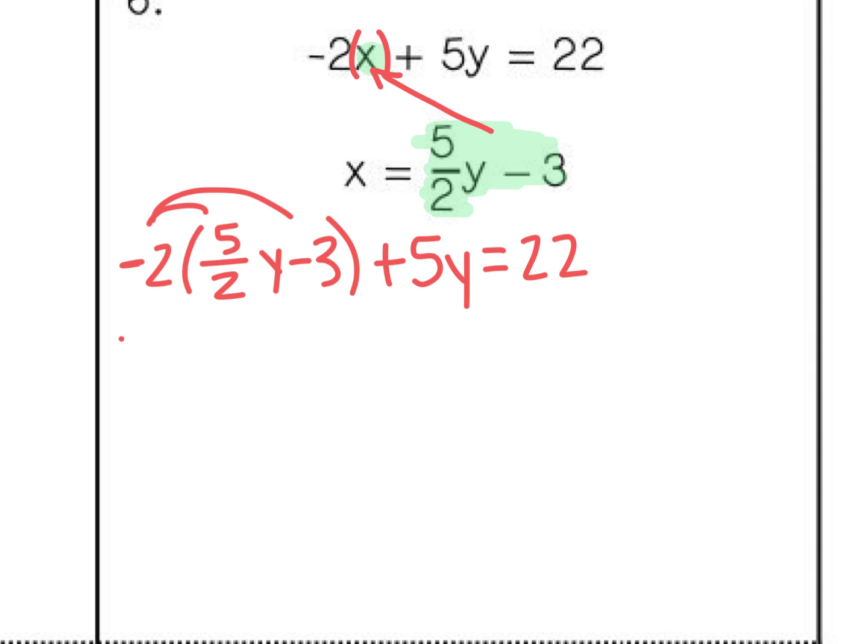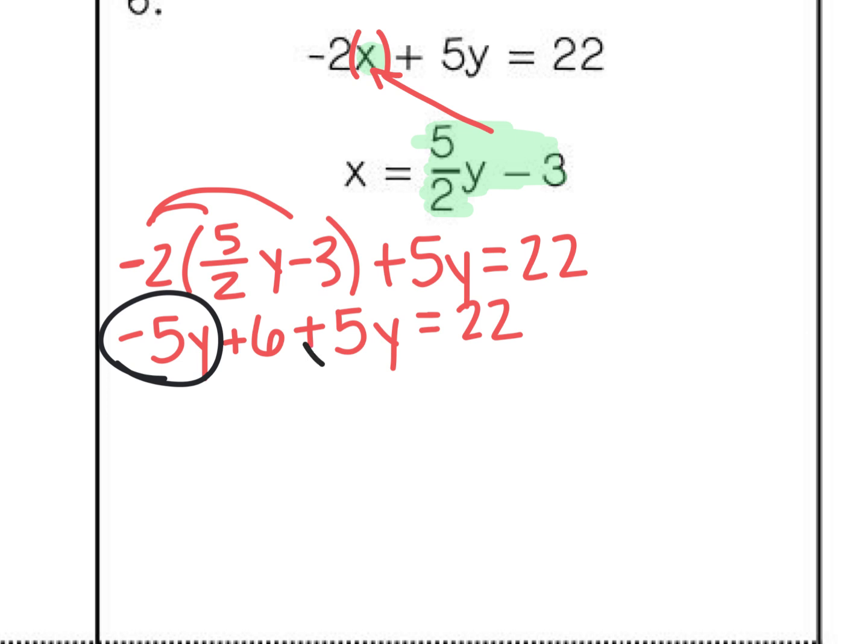We're going to distribute. We get negative 5. You could use your calculator on that if you wanted. Negative 5, don't forget the y. Negative times a negative is a positive 6. Plus 5y equals 22. So now we can collect like terms. We can put our y's together. But if we have a negative 5y and a positive 5y, they cancel. So we got 0 y's. And then I end up with 6 equals 22.